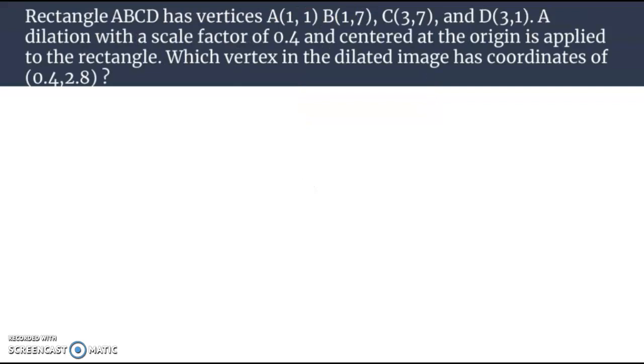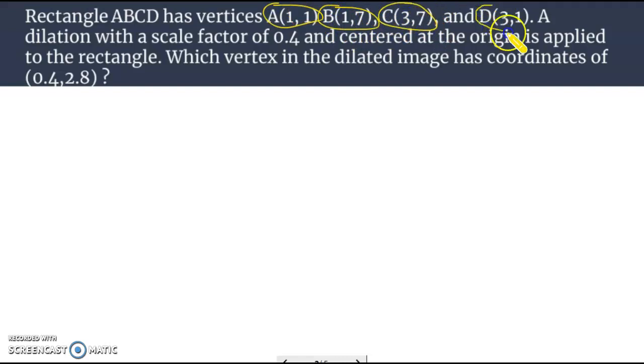Now, looking at this from a different view, we have rectangle ABCD with vertices A (1, 1), B (1, 7), C (3, 7), and D (3, 1). A dilation with a scale factor of 0.4 centered at the origin is applied to the rectangle. Which vertex in the dilated image has the coordinates (0.4, 2.8)?